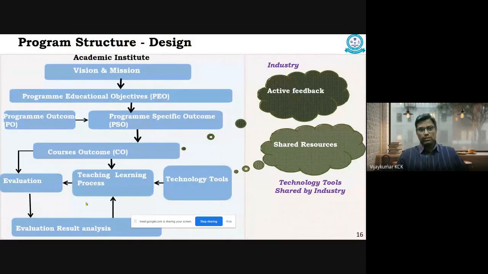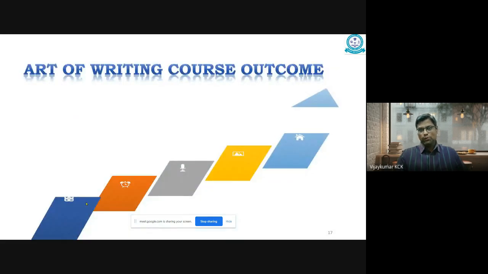And holistically, this is the pictorial representation of how the academic institutions take care of all these jargons, starting from PEO to PSO and PO, CO, and all these things. So now specifically we'll come to the course outcome.